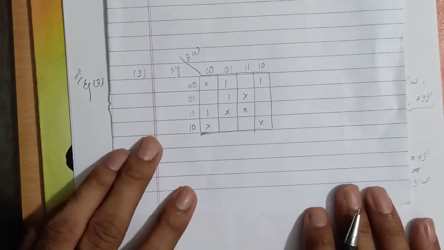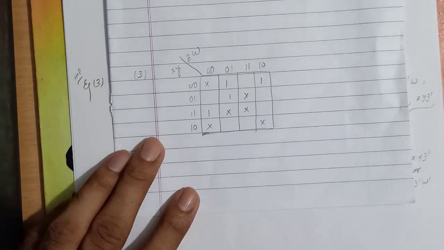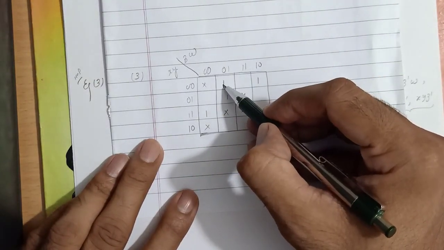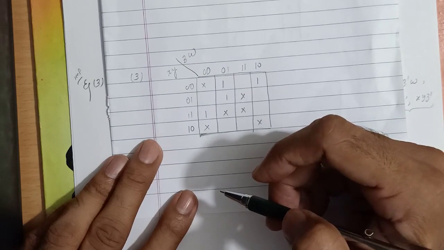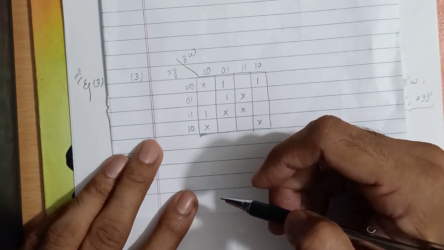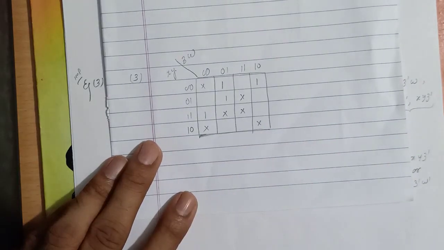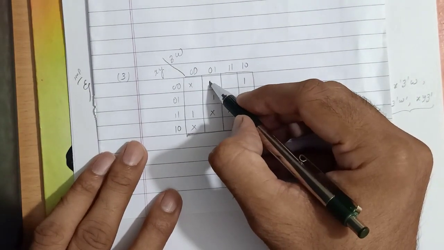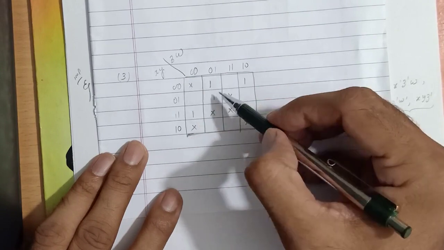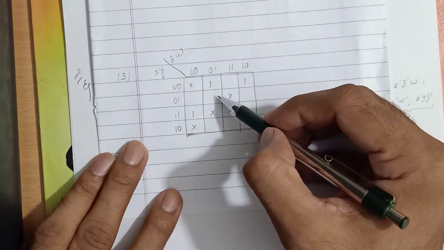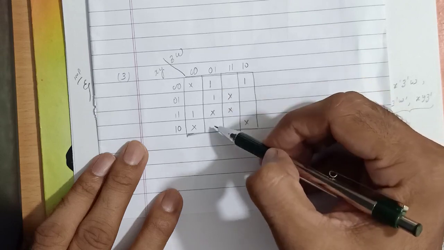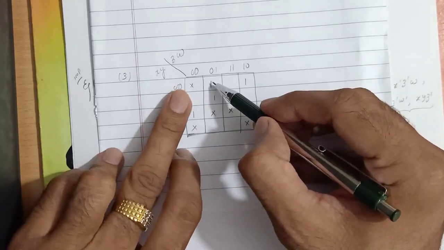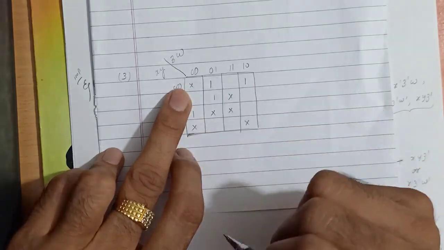Okay, so for this question what we have to do, we will select a one. Just suppose I am selecting this one. So what are the neighbors? This is the neighbor, this is the neighbor, and this neighbor is absent, and this neighbor is also absent. So these two are the neighbors, but we cannot cover them by a single term.